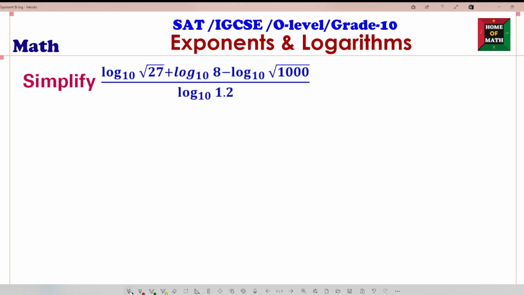Simplify: log base 10 root 27 plus log base 10 8 minus log base 10 root over 1000, divided by log base 10 1.2 minus 2. This is the logarithm we are trying to solve in this video.